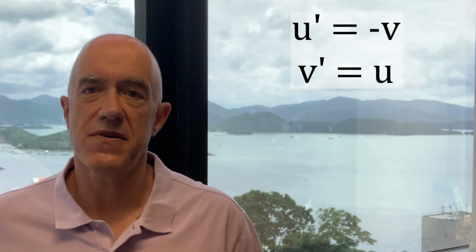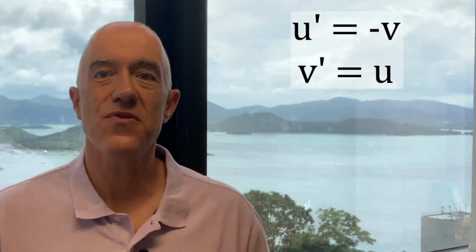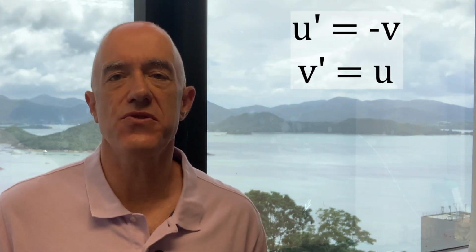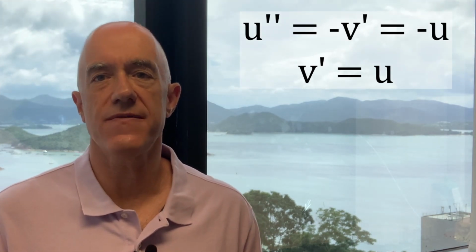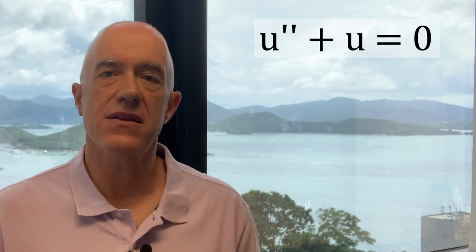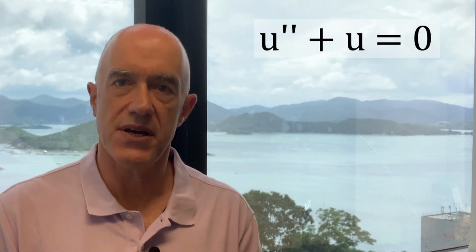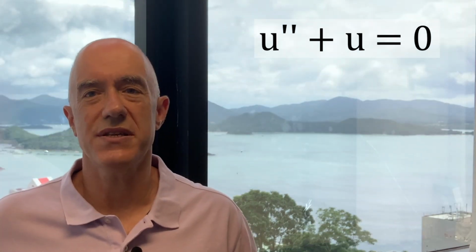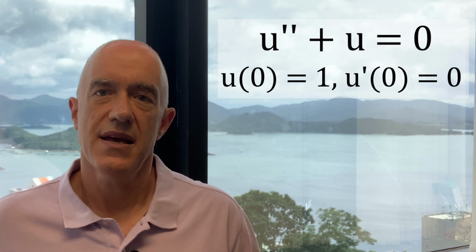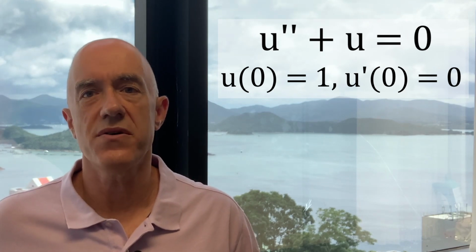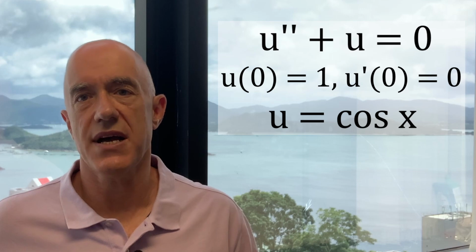When the sine and cosine functions first appear in a differential equations course, they are solutions of second-order differential equations. We can find this second-order equation from our system of first-order equations. On the one hand, if we differentiate the u prime equation and substitute in v prime equals u, we obtain u double prime plus u equals 0. Together with the initial conditions u of 0 equals 1 and u prime of 0 equals 0, we find u is equal to cosine x.